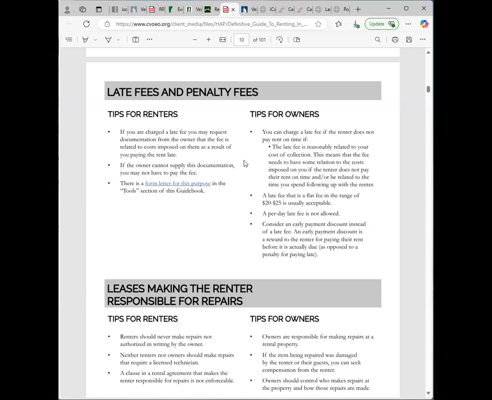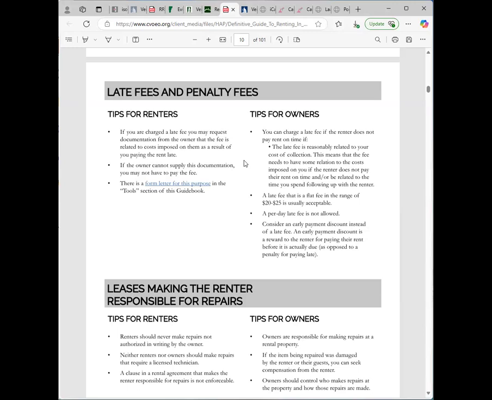A landlord can charge a late fee if the renter does not pay rent on time, and it's reasonably related to the cost of collection. This means that the fee needs to have some relation to the costs imposed on you if the renter does not pay their rent on time, or related to the time you spend following up with the renter. A flat late fee in the range of $20 to $25 is usually acceptable. Our late fee is $25.